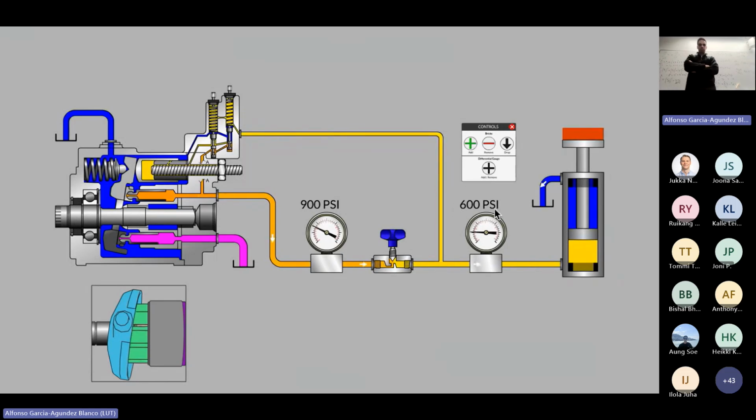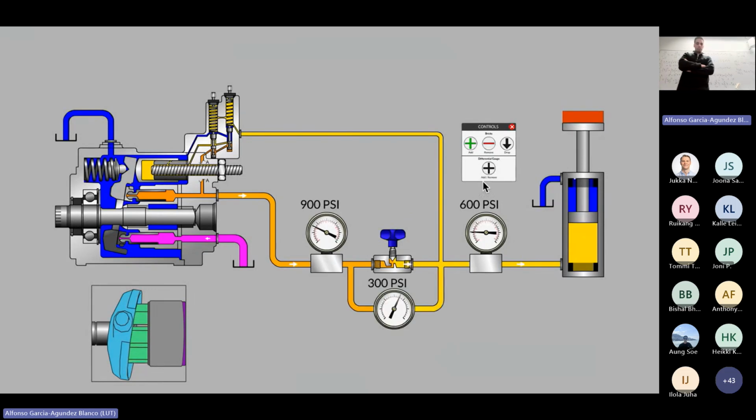Our load pressure has gone up to 600. Well, what happened to our pump outlet pressure? Somehow it automatically adjusted from 600 up to 900. What we're finding out is that we're always maintaining a 300 psi pressure differential, sometimes referred to as a 300 psi margin pressure when we're referring to load sense systems.